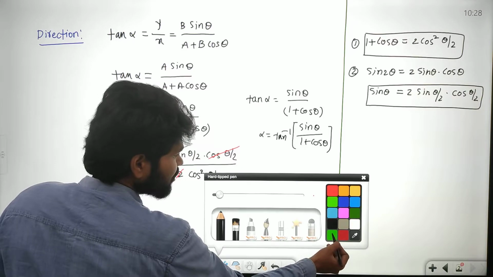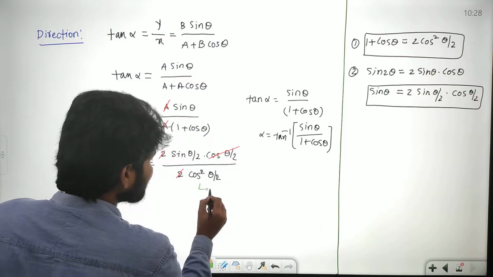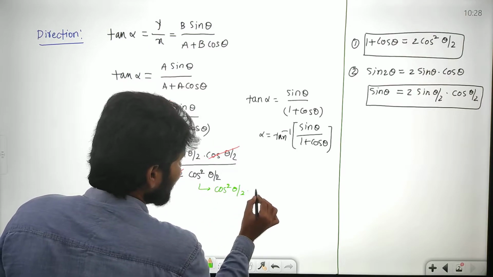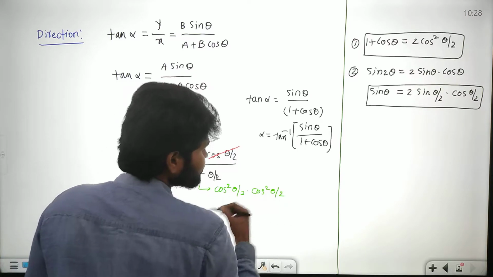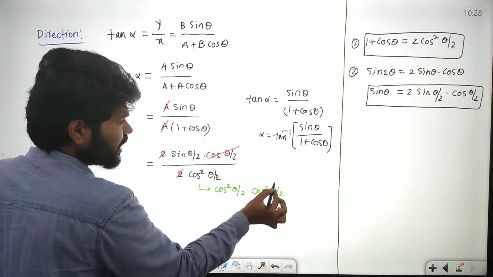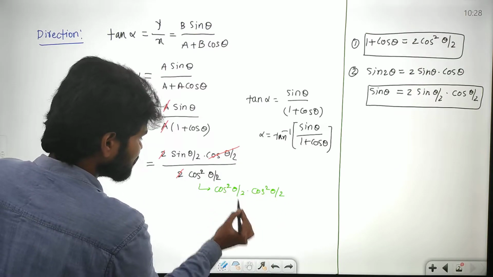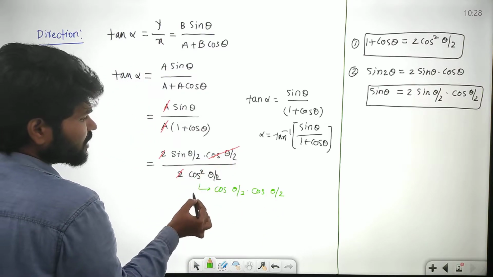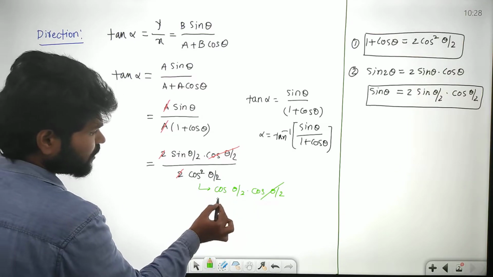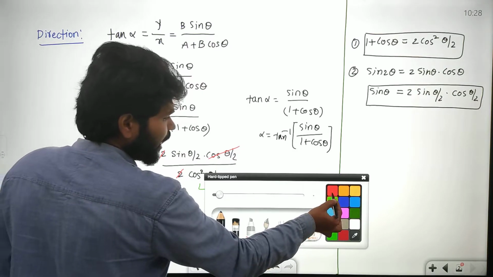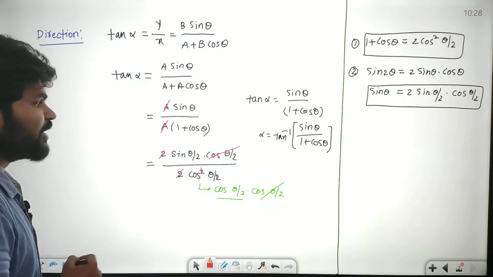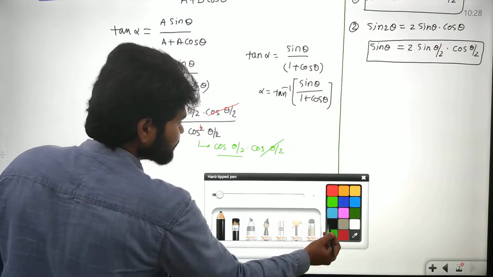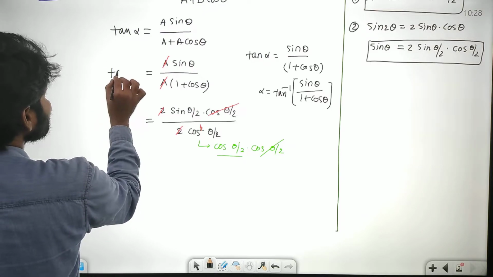Okay, let's see. Some people will have a doubt: sir, what is this? This can be written in the form of cos theta by 2 times cos theta by 2. One cos theta by 2 will cancel, and the remaining is only one cos theta by 2. So that's why, cancelling this square, I got only cos theta by 2. Now I am writing this equation like this. See here, this is tan alpha, right?